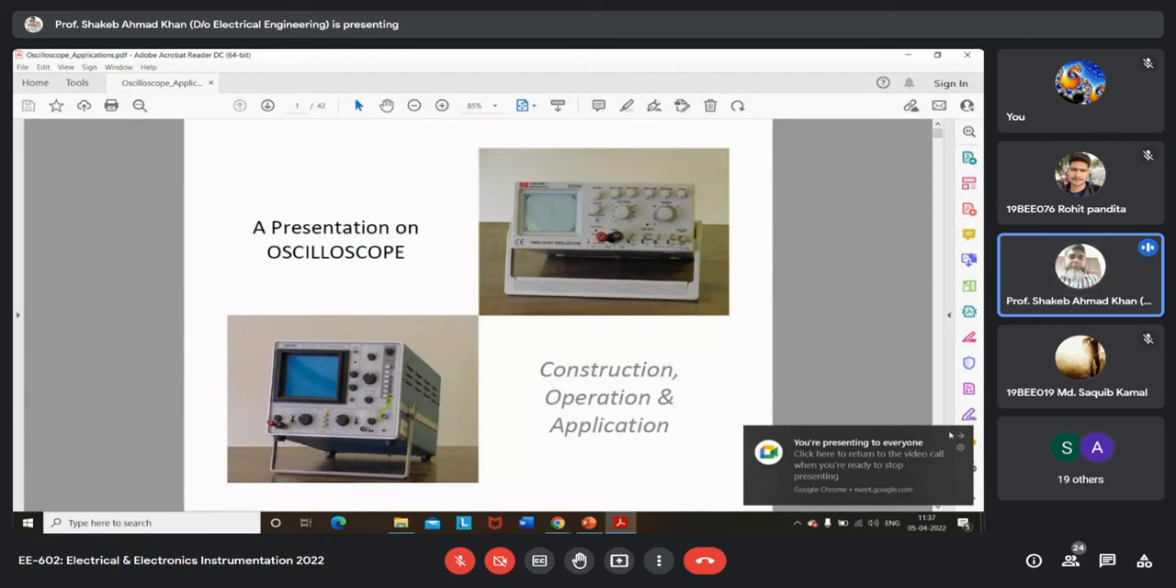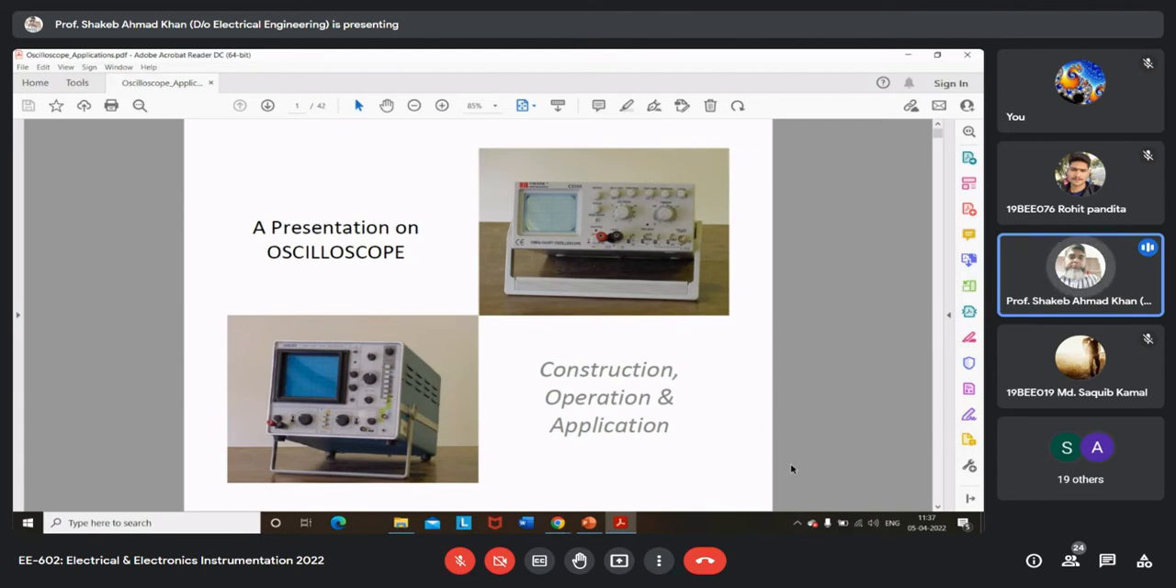Oscilloscope. All of you are aware of the oscilloscope, okay? Are you agreed with me? All of you must have worked on the oscilloscope and operated it in different laboratories. What is your impression about the oscilloscope? If somebody asks the question, what is an oscilloscope, what will be your response? Anybody?